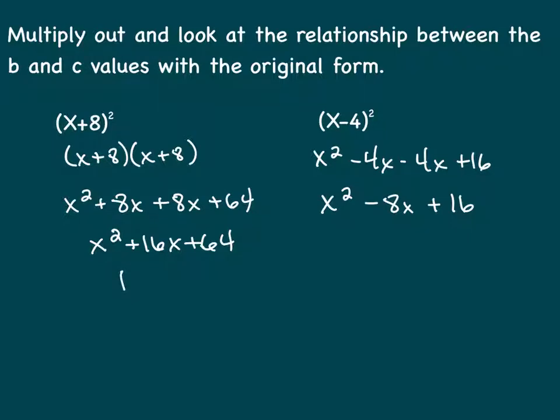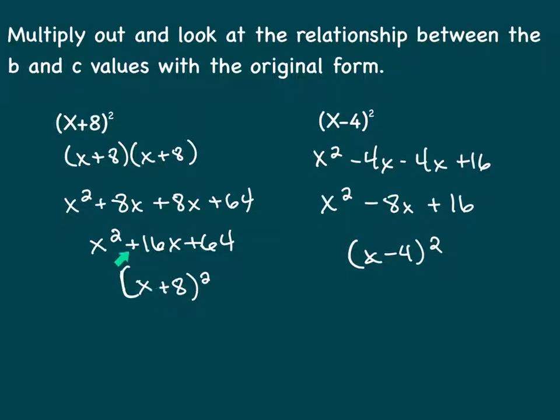If we look at the relationship between the perfect square trinomial and the original, we got x plus 8 squared for our original and x minus 4 squared for our original. There are different ways of looking at this. Half of 16 gives us that number 8. 8 squared gives us that 64. Alternatively, the square root of 64 gives us that 8, and 8 times 2 gives us that middle number. Same thing over here. Half of negative 8 gives us negative 4. Negative 4 squared gives us a positive 16. The square root of 16 gives us 4. 4 times 2 gives us 8.